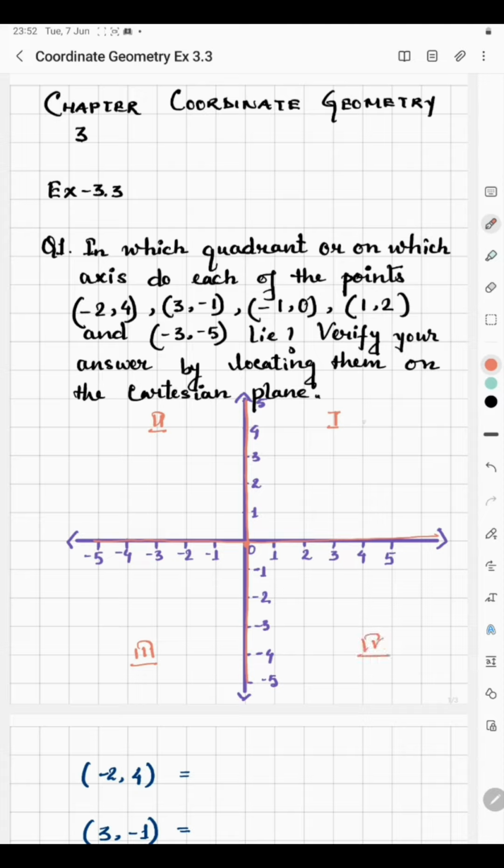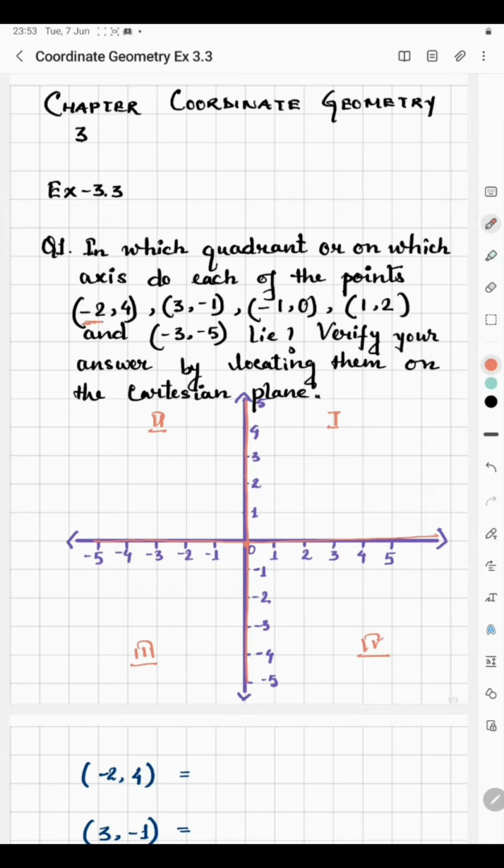We have to find in which quadrant these points lie or on which axis. We have seen in the previous question that some points lie on the axis, suppose here or here, and some points lie in the quadrant. So we will have to find where these points lie, in a quadrant or on an axis. Now at first we have (-2, 4).